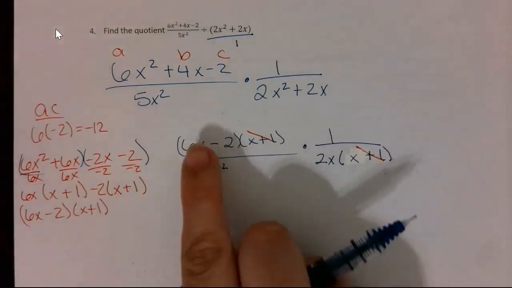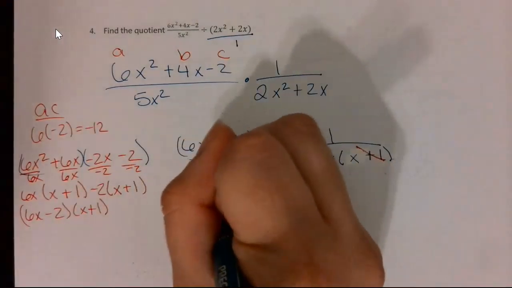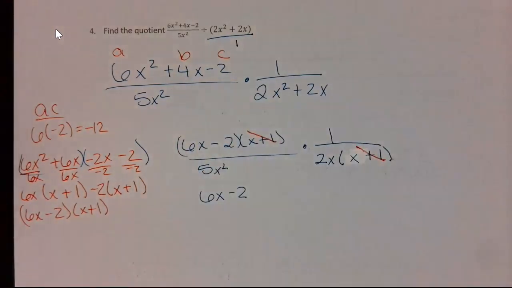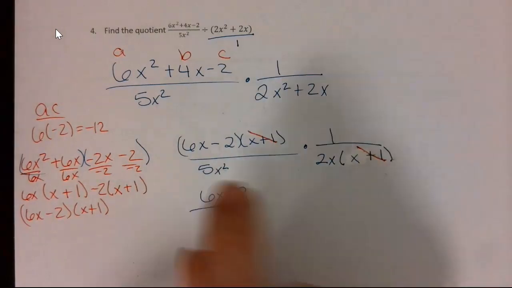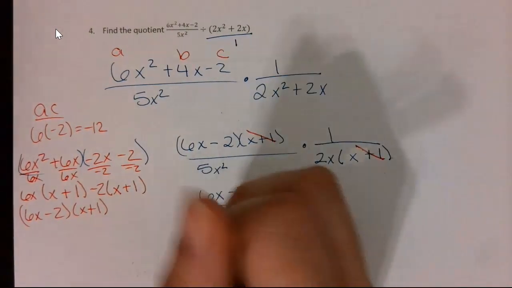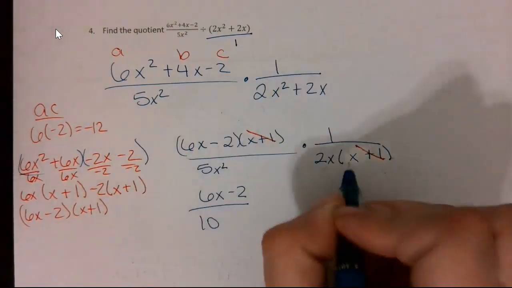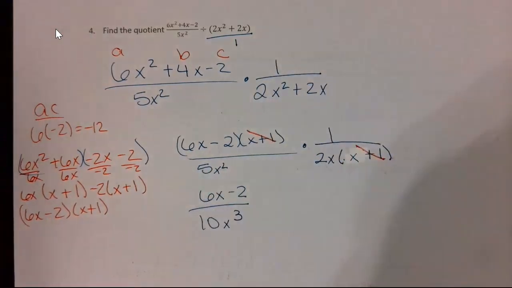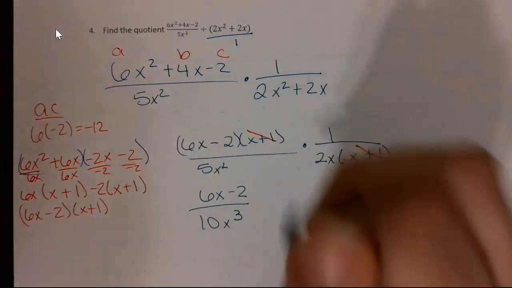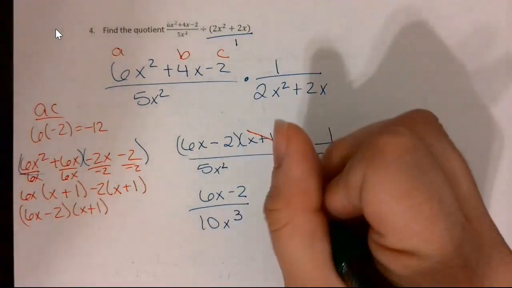So I want to go ahead and multiply across. I have 6x minus 2 on the top. I have 5x squared times 2x. 5 times 2 is 10, and I add my exponents, 2 plus 1 is 3. So I have x cubed on the bottom. Notice, for this one, 6, 2, and 10 are all even, so I can divide the top and bottom by 2.